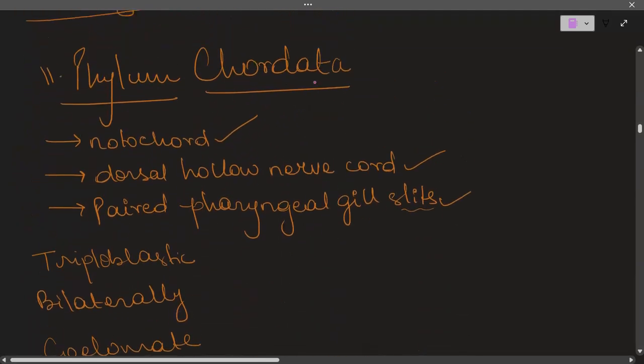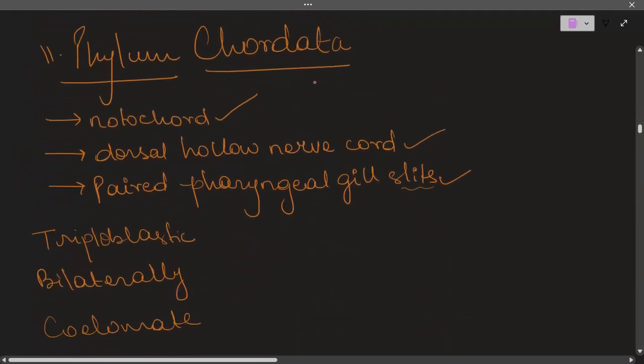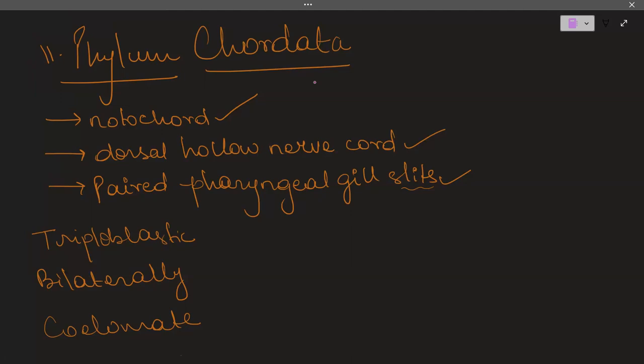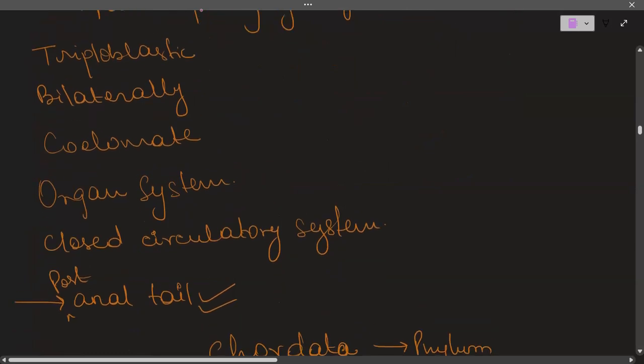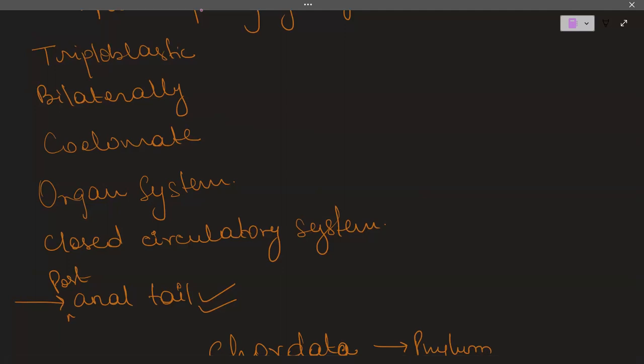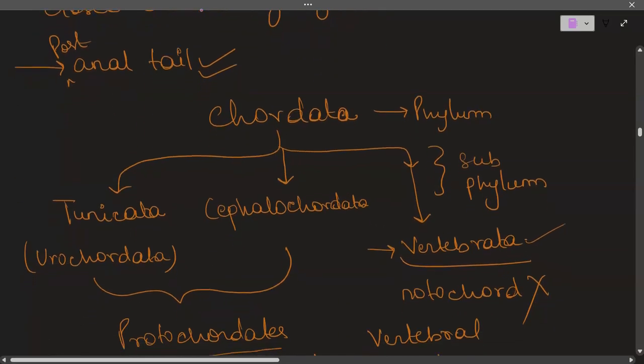Moving forward, now coming on to the phylum chordata, to the ones in which we belong. Now, notochord is present, dorsal hollow nerve cord is present, and paired pharyngeal gill slits are present. These are the three characters that are very unique to the phylum chordata. They are triploblastic, bilaterally symmetrical, coelomate with organ system level of organization. They have closed circulatory system and post-anal tail is present.